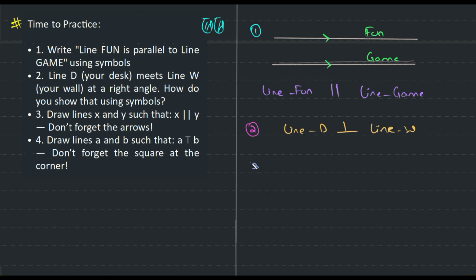Third question. Draw lines X and Y such that X is parallel to Y. So that's X, that's Y. These two are parallel to each other, so don't forget the arrows. We'll call this X and this is Y.